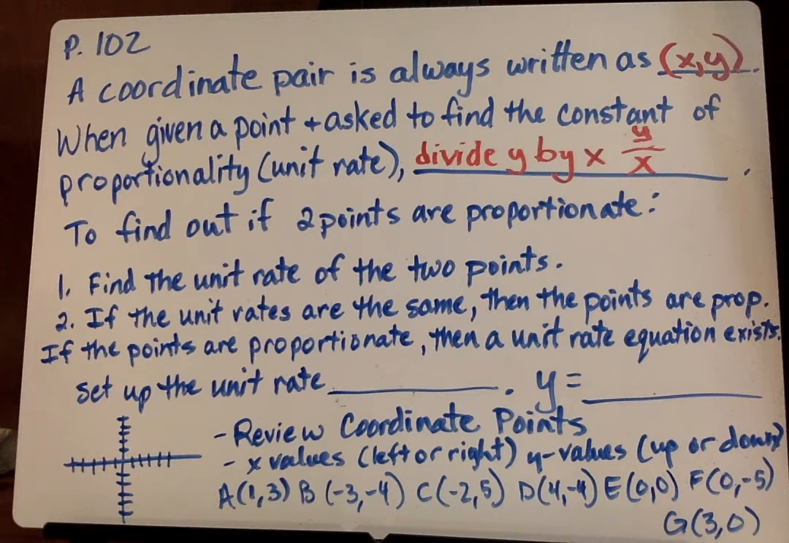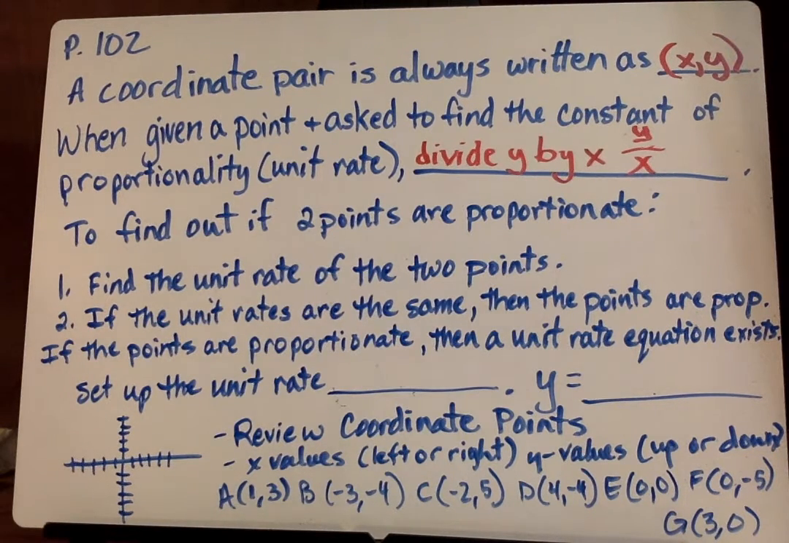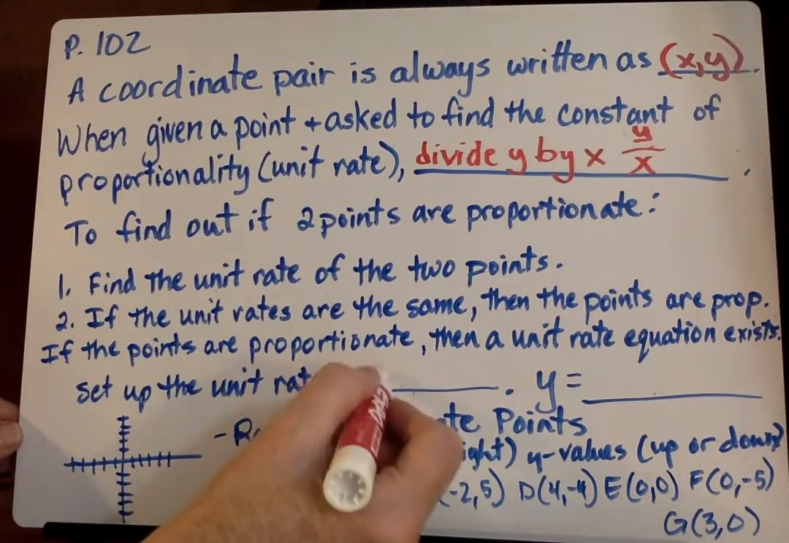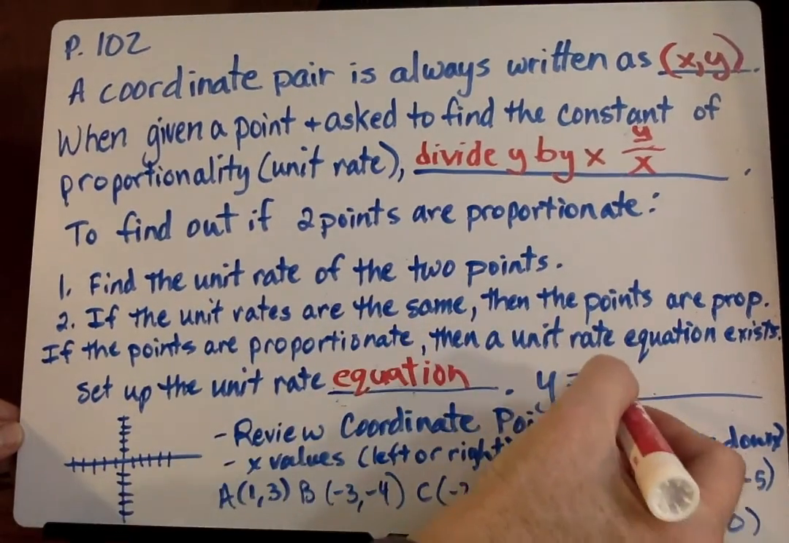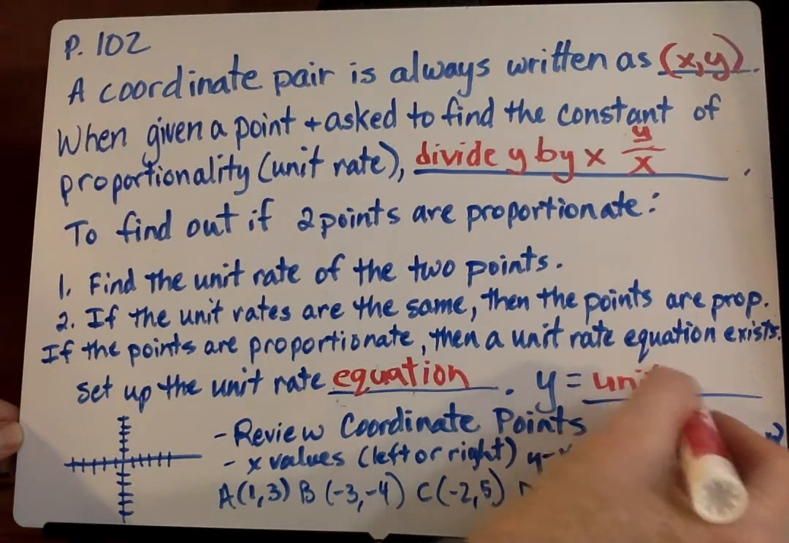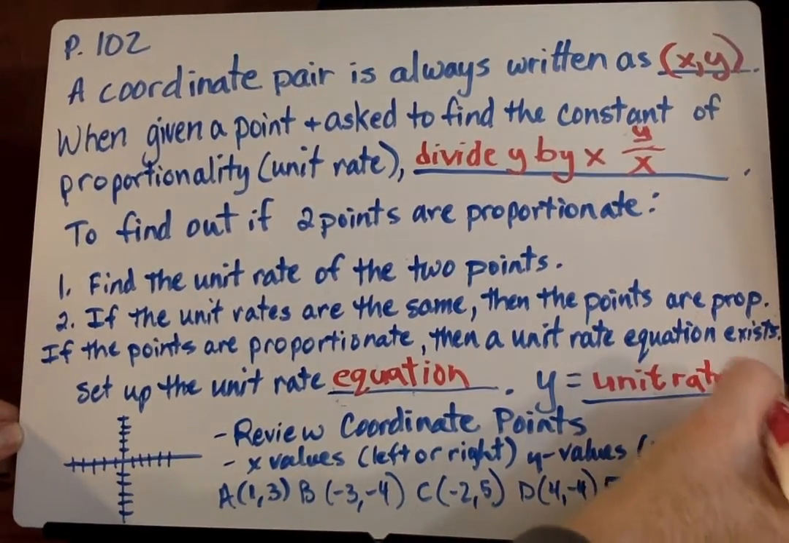Now to find out if the 2 points are proportionate, find the unit rate of the 2 points. If the unit rates are the same, then the points are proportionate. If the points are proportionate, then a unit rate equation exists. Set up the unit rate equation as we did on the other one. So write in the word equation. And do you remember what goes in the unit rate equation? Y equals whatever your unit rate is times what? Times x.